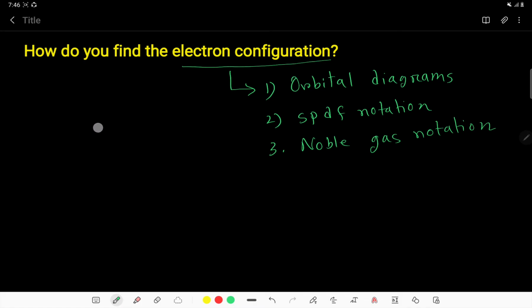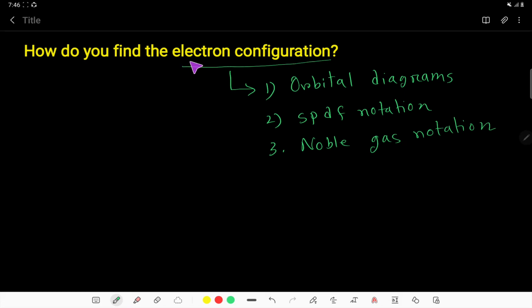And in spdf notation we write it like this: n x to the power a. Here n indicates the principal quantum number, x indicates the subshell, and a indicates the number of electrons. However, let me discuss all the things. If you watch this video up to the end, you will be confident.